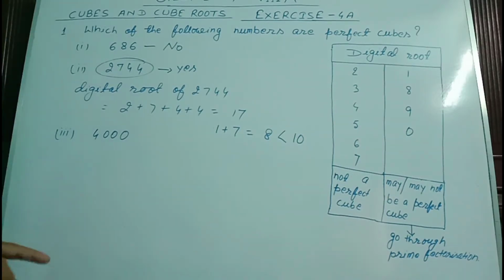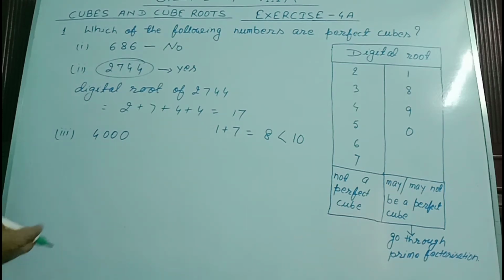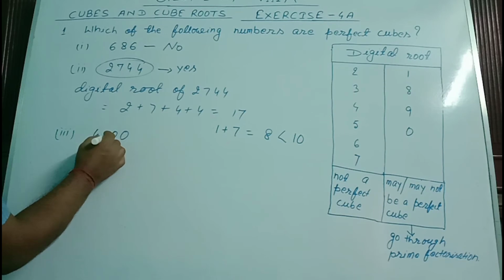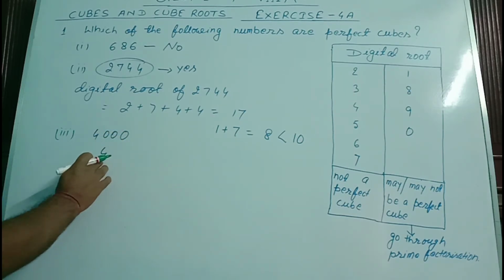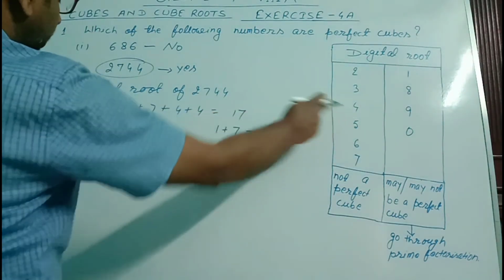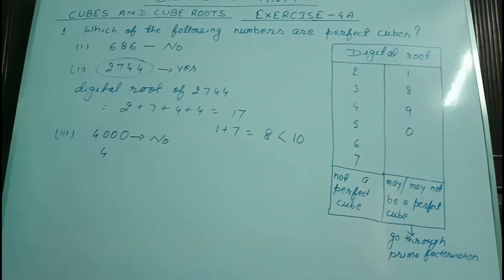Now number 3 is 4000. So now we find the digital root of 4000. The digital root of 4000 became 4, because 4 plus 0 plus 0 plus 0 is equal to 4, and 4 is already less than 10. So 4 became the digital root of 4000, and 4 is here. So we can say this is not a perfect cube.